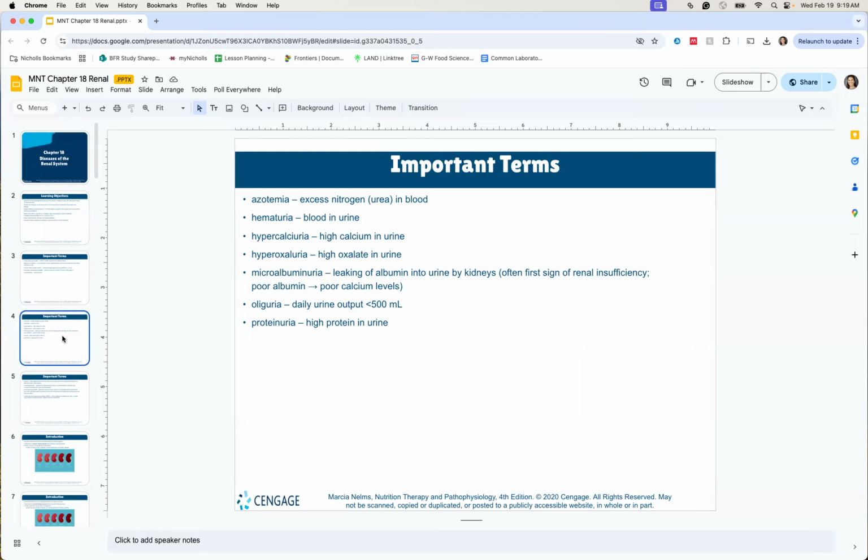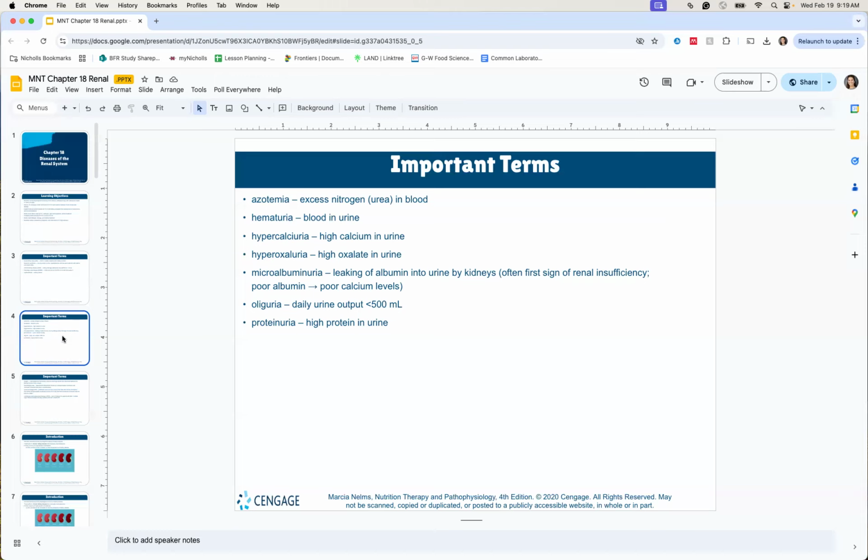The other terms you're going to see is the suffix of urea. Urea means in the urine. So at the same time, we can see excess substances being dumped into the urine or being filtered out of the nephron because the kidney isn't functioning properly. So basically, we can have too much in the blood or we can have too much being dumped into the urine. And that, of course, can cause problems.